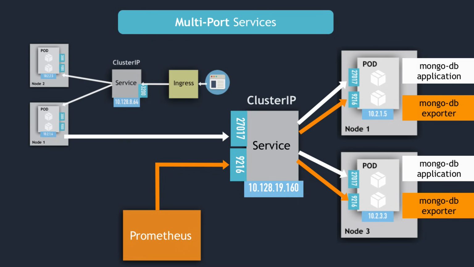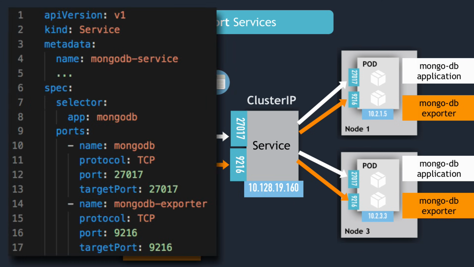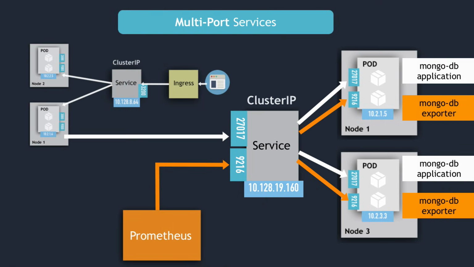And note here that when you have multiple ports defined in a service, you have to name those ports. If it's just one port, then you can leave it, so to say, anonymous. You don't have to use the name attribute, it's optional. But if you have multiple ports defined, then you have to name each one of those. So these were examples of the ClusterIP service type.